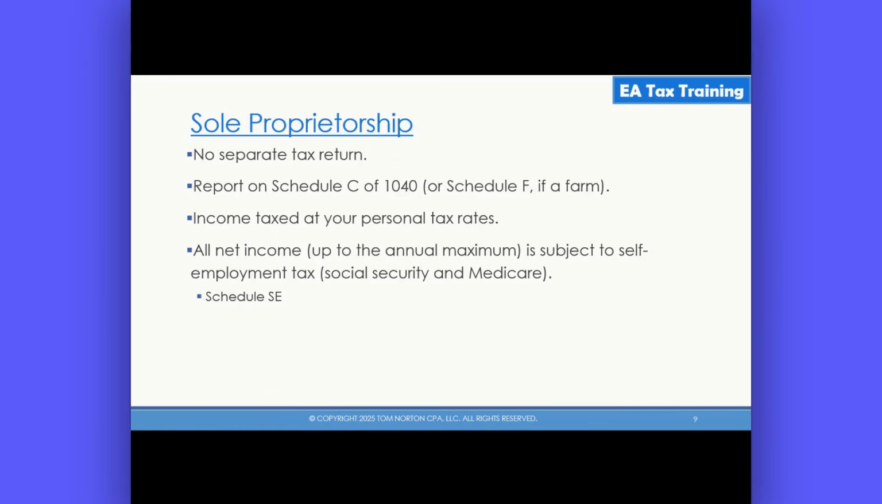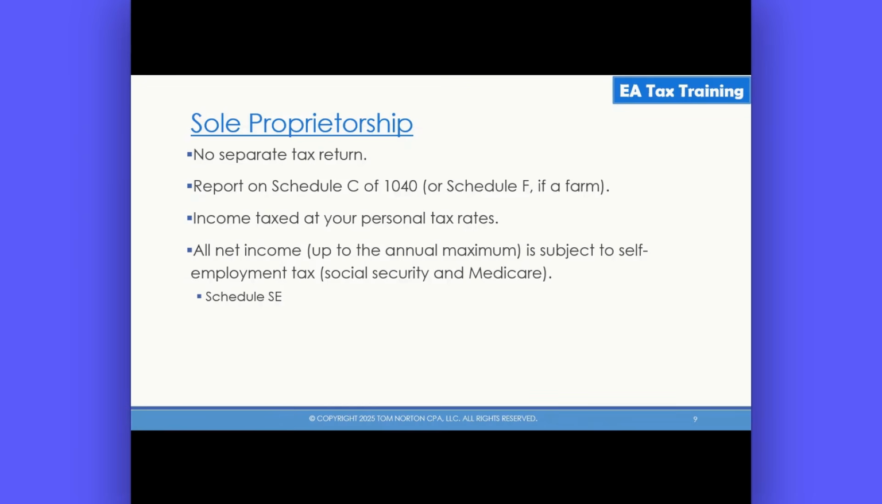For the sole proprietorship, there is no separate tax return that you have to file, and that's unique. All of the other entities we're going to talk about, you do have to file a separate type of tax return, but you do not with a sole proprietorship. Instead, what you're going to do is attach a schedule to your Form 1040. It's Schedule C, unless you have a farm, and then it is Schedule F. But most of the time, we're just going to be talking about Schedule C to keep it simple, but you'll know that if you are in a farming business, then it would be Schedule F instead.